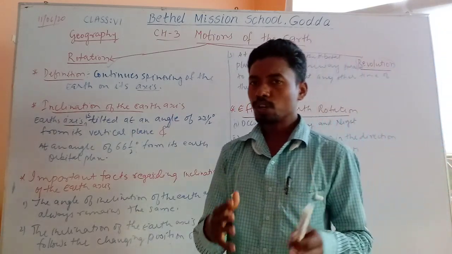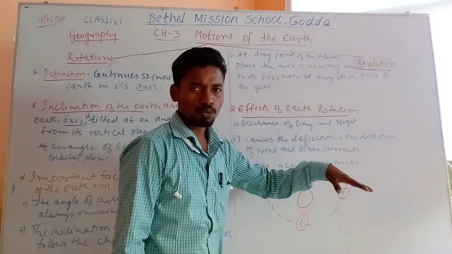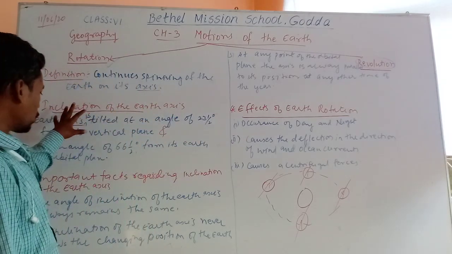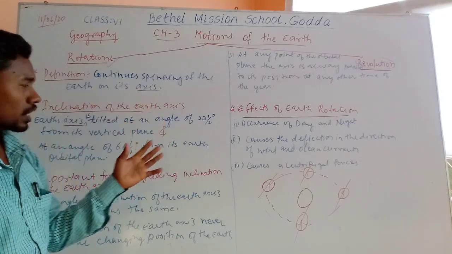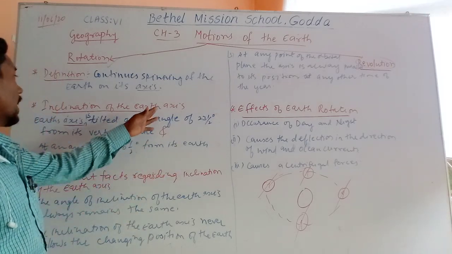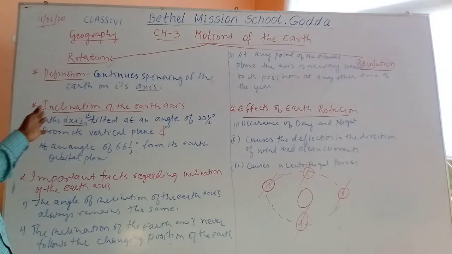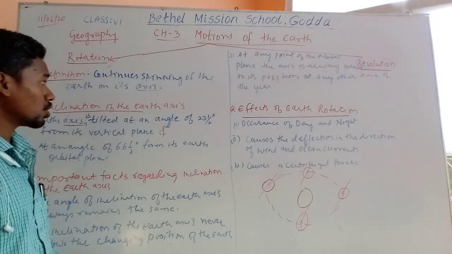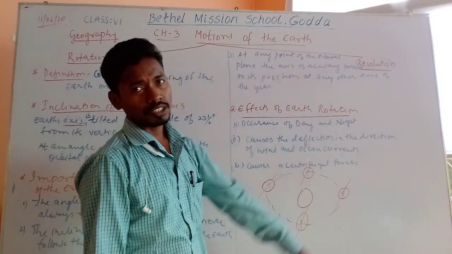Okay, so now we go to the next topic, the effects of earth rotation. We understood what earth rotation is. We understood that earth rotation depends upon its axis, so we need to know the characteristics of the axis. We studied that the axis is inclined at a certain angle from the horizontal and from the vertical. We also studied some interesting facts regarding the inclination of the earth, and now we are to study the effects of the earth's rotation.